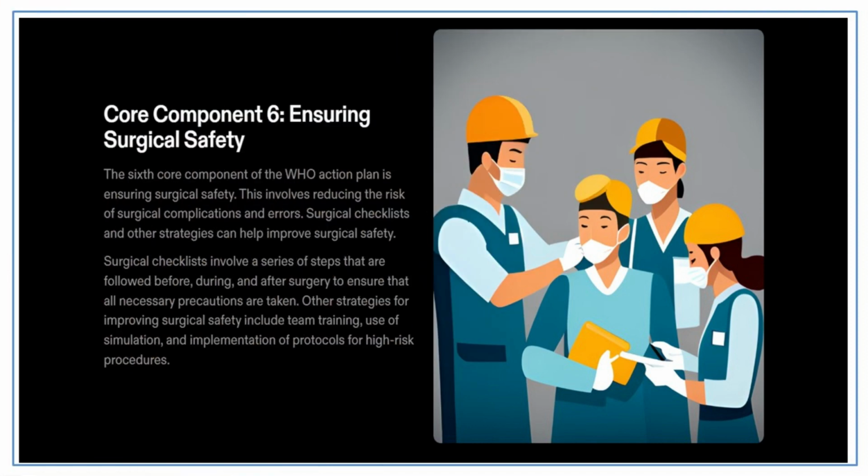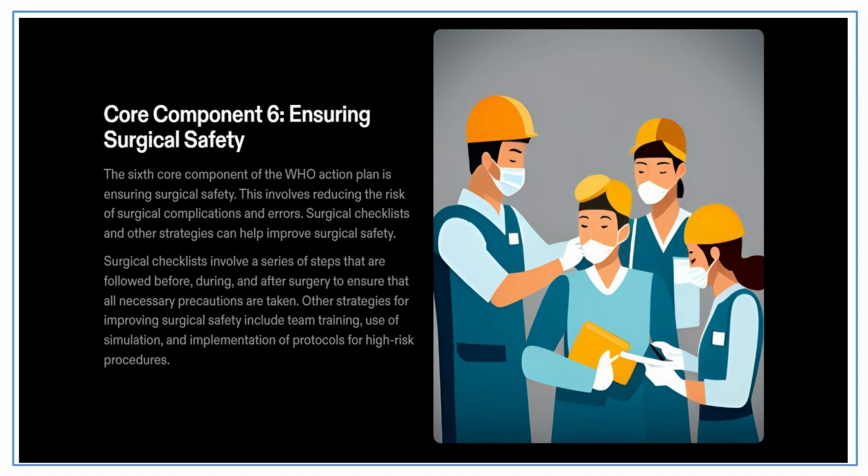So now we come to the sixth component, that is ensuring surgical safety. The sixth component of the WHO Action Plan for Patient Safety is ensuring surgical safety for the patient, and it involves reducing the risk of surgical complications and errors. Surgical checklists and other strategic measures can help improve surgical safety.